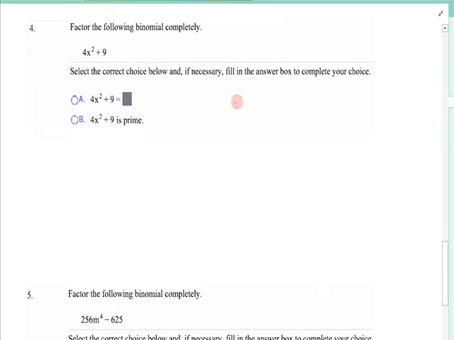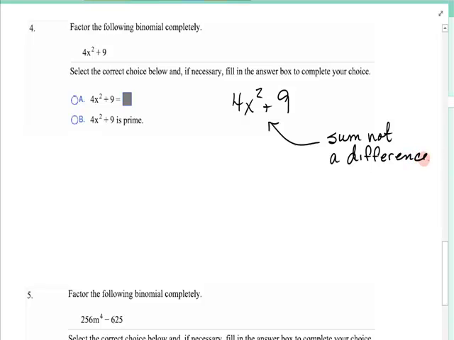Number 4. I have 4x squared plus 9. Is there a common factor? The answer is no. Is it the difference? Whoa. This is a sum, not a difference. That means it's prime. The sum of squares is prime. You need to be aware: when that is a plus, not a minus, and these are squares, it's prime. No factors that will work.